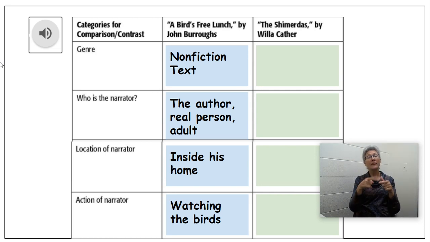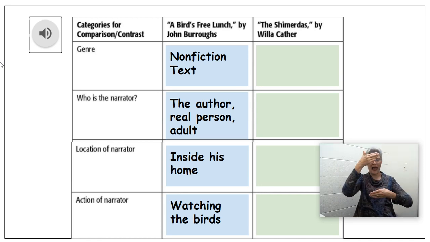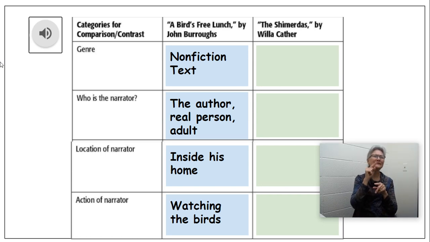Then for the location, I know that he's inside his home because I remember he was looking out through his window and watching the birds at the bird feeder. Then the action of the narrator is he's watching all of the birds. He's letting us know and describing what they're doing because he's watching them.